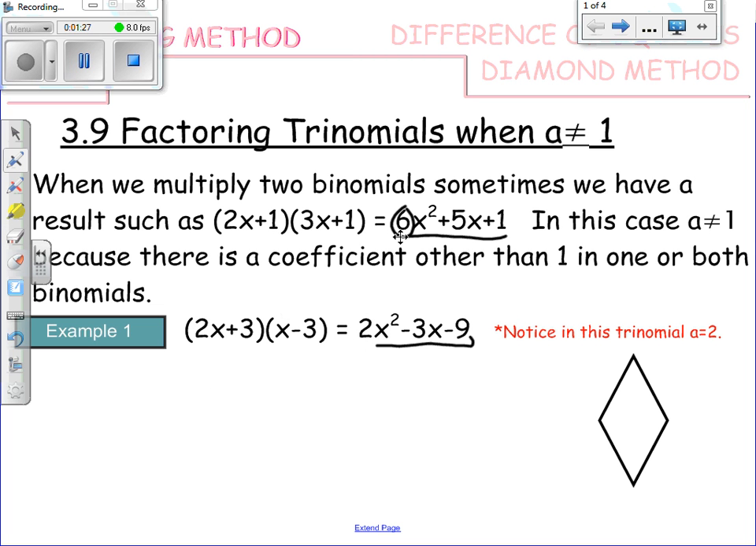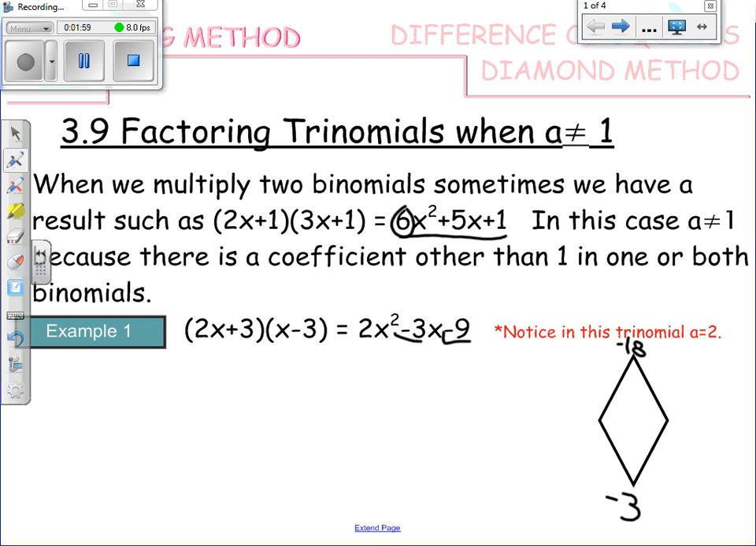So let's do this first one as a practice. Who remembers our diamond method? A and C on the top, right? And what goes on the bottom, Taylor? Right. So A times C goes on top. What's our A value? 2. And our C value? C value is -9, right guys? So it's -18 up top. And your B value goes on the bottom. That's your -3.